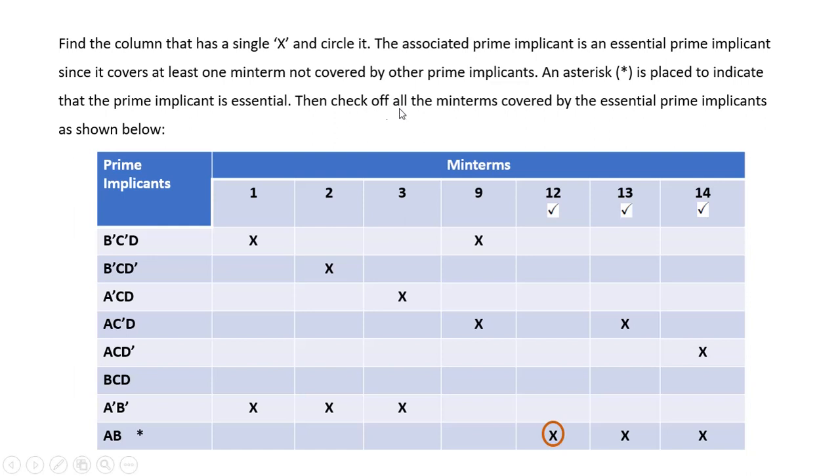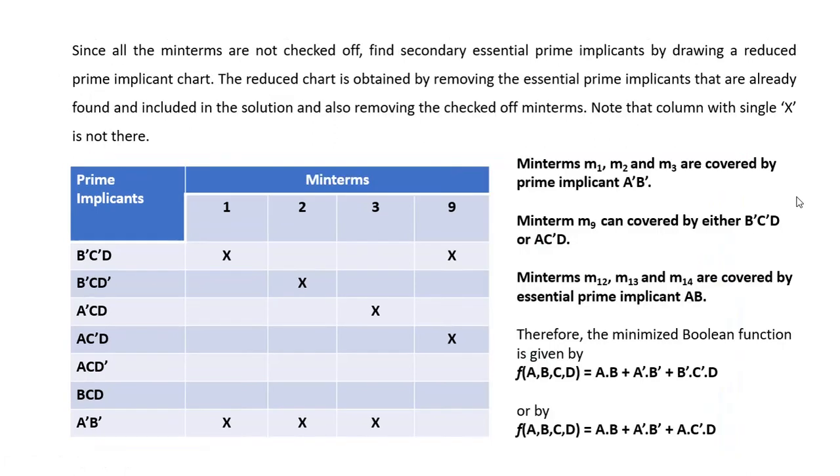Then we have to tick all the minterms that are covered by the essential prime implicant. So minterms 12, 13 and 14 are covered by this essential prime implicant, so we will tick all these minterms. Now in the function there are remaining minterms which are not covered by the essential prime implicant. So we will find the secondary essential prime implicant by drawing a reduced prime implicant chart.